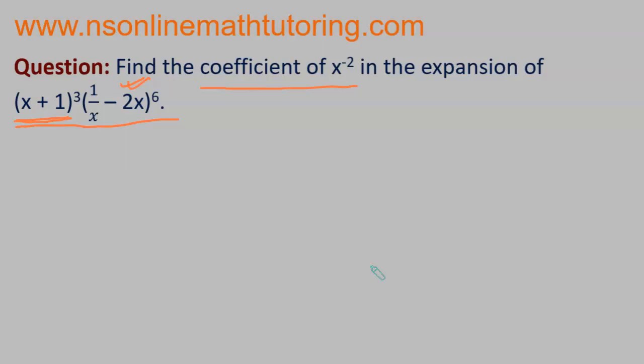And in the next question, the second question of our session, we will be seeing that we will be having two binomial expansions multiplied together, and over there, each binomial expansion will be having x in both the terms. Okay, so now let us start with this question's answer.